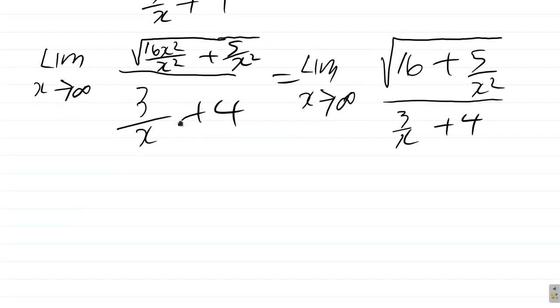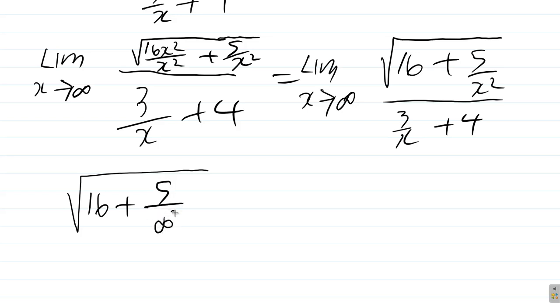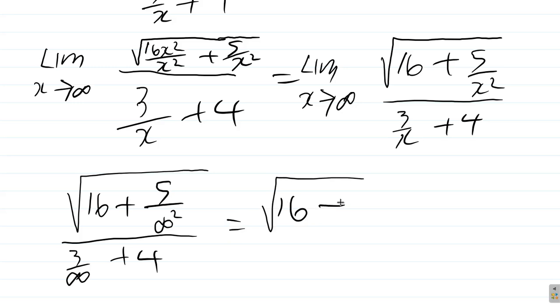Now, we're going to substitute. x will tend to infinity. So what will happen is that we have the square root of 16 plus 5 divided by infinity squared, over 3 divided by infinity plus 4. Now, an infinitely large number squared is also an infinitely large number. And 5 divided by an infinitely large number is going to be 0. Alright?